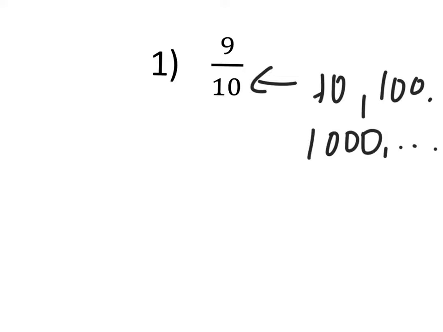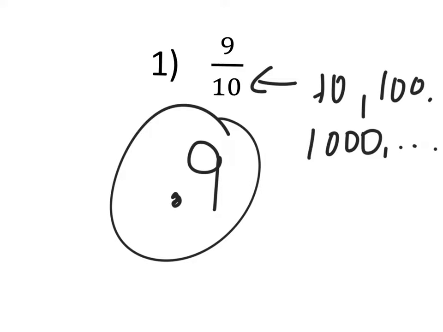So I look at this, I read this one as 9/10. Well, I know I have my decimal. That first number after the decimal is my tenths place value. So I would read this as 9/10.